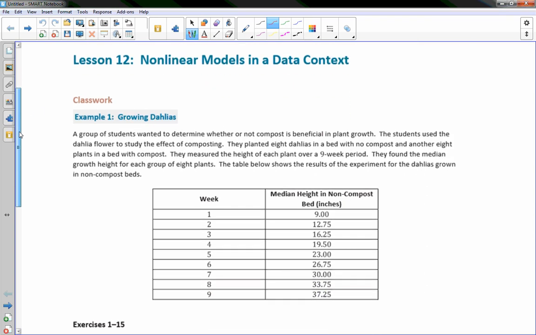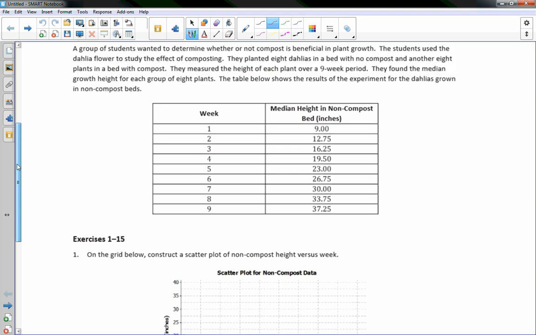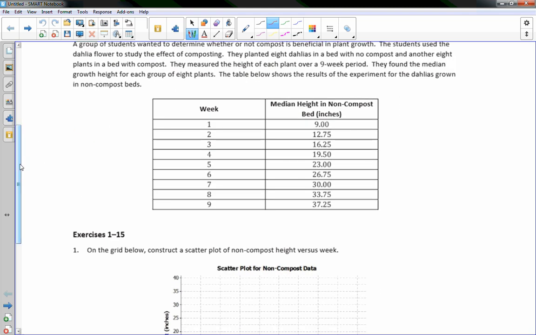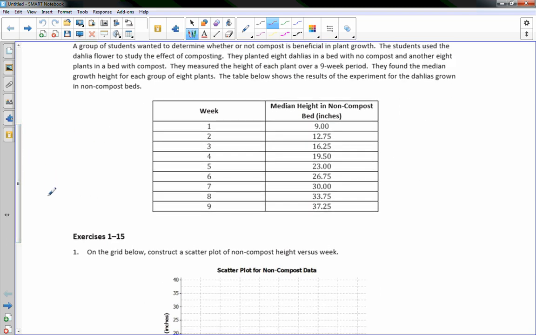Okay, so here we go. Example 1, growing dahlias. A dahlia is a type of flower. A group of students wanted to determine whether or not compost, fertilizer, is beneficial in plant growth. The students used the dahlia flower to study the effects of composting or fertilizing.